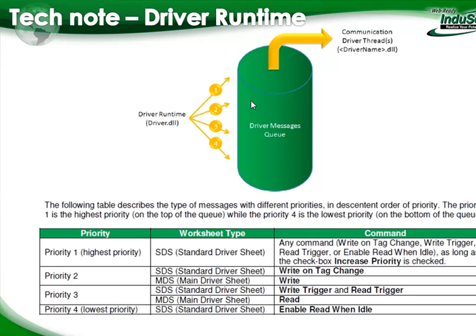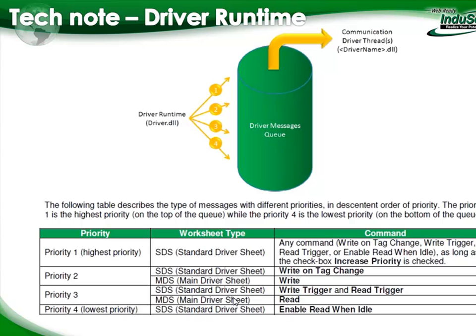Well, the reason I'm bringing this up is that if you check that checkbox on all your standard driver sheets and you have a lot of them, there's a chance the system cannot handle them fast enough and never gets through all the high priority messages and never gets down to the level 2, 3s, and 4s, and you may not be seeing communications happen for these.